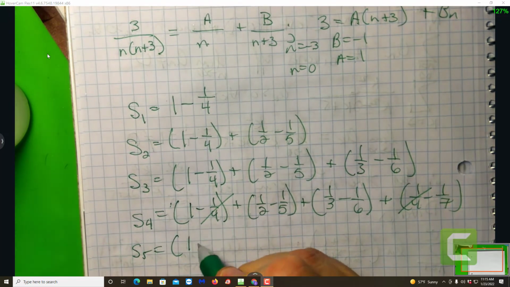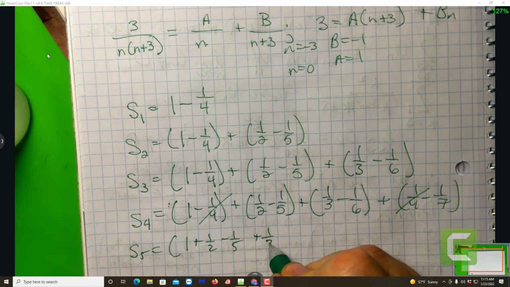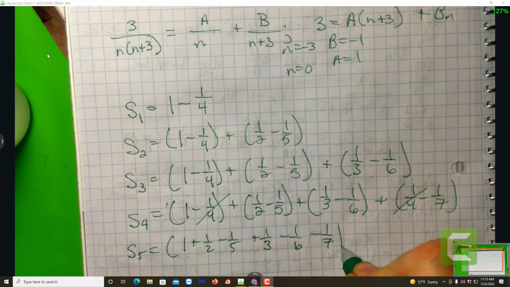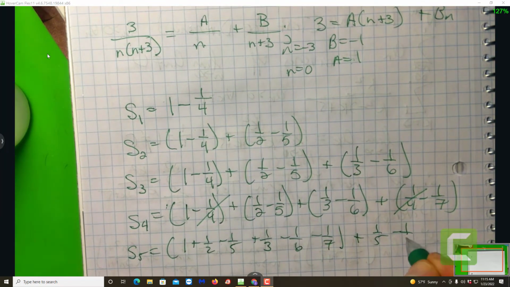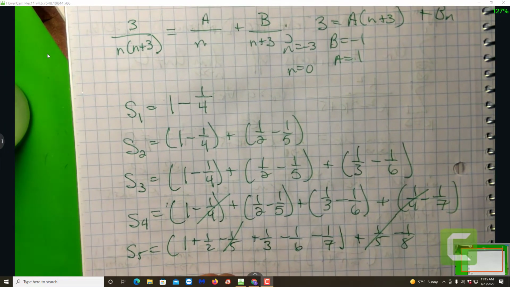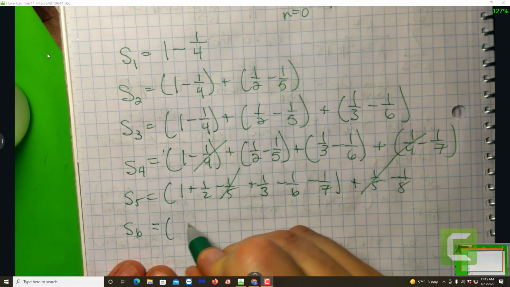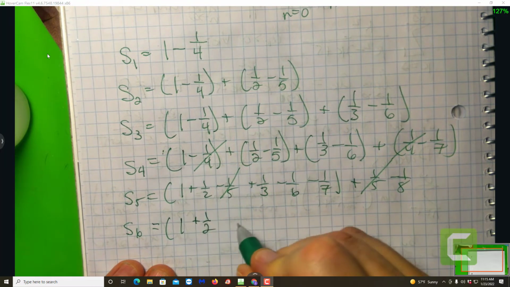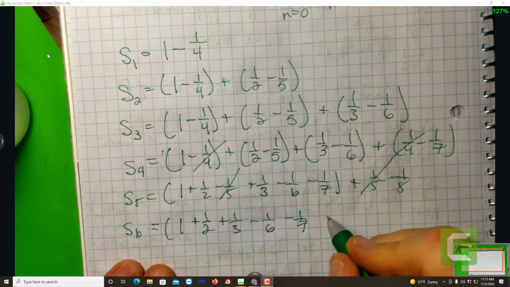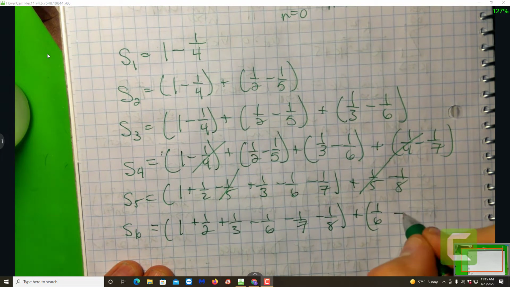So I'm going to have 1 plus a half minus a fifth plus a third minus a sixth minus a seventh, and then I'm going to go plus a fifth minus an eighth, and the fifths simplify out. For the sixth partial sum, I'm going to have 1 plus a half plus a third minus a sixth minus a seventh minus an eighth, and now I'm going to go plus 1/6 minus 1/9.